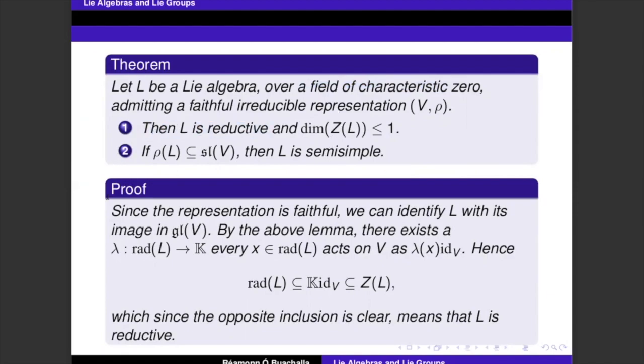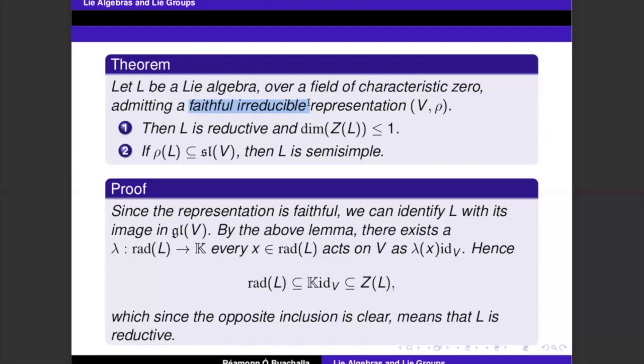So what we're saying is a faithful irreducible representation implies reductivity. Not that every representation should be faithful irreducible. If you can find one, then your Lie algebra is reductive. So it reduces, no pun intended, the burden of proof that something is reductive down to finding a single faithful irreducible representation.